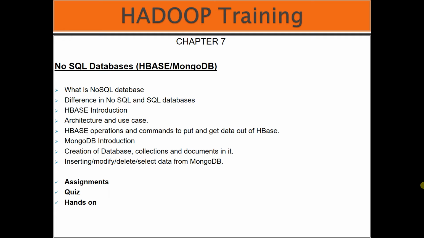Then we'll move to the NoSQL databases, HBase and MongoDB. HBase is a column-based NoSQL database, and MongoDB is a document-based NoSQL database. We'll study both so that participants have a better idea of both types of NoSQL databases. We'll start with what a NoSQL database is, then the difference between NoSQL and SQL databases. Then we move on to HBase introduction, architecture, and use cases.